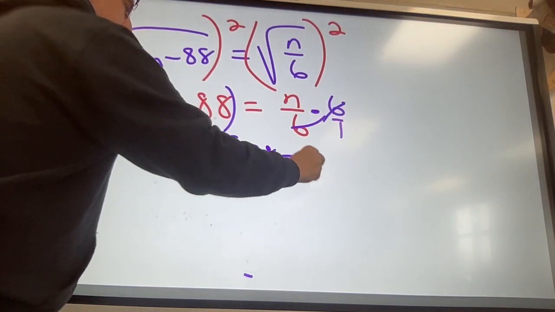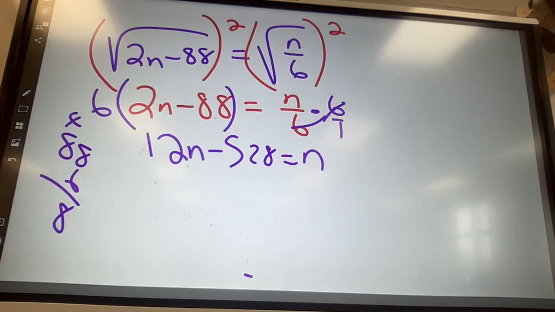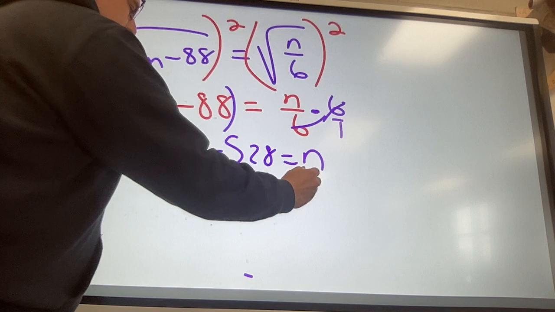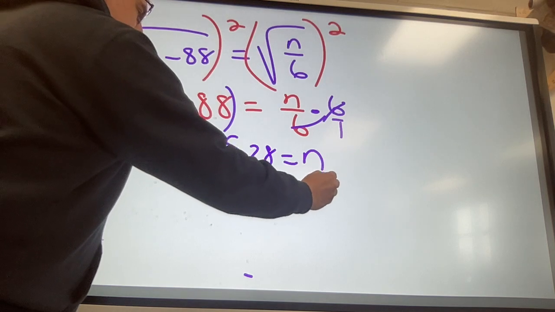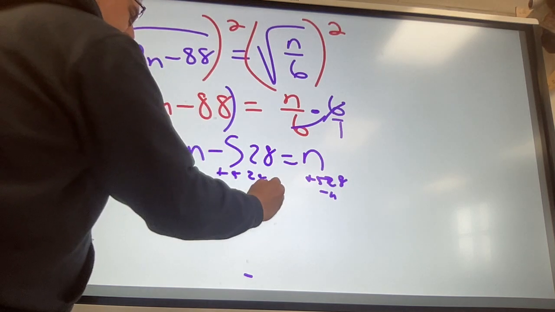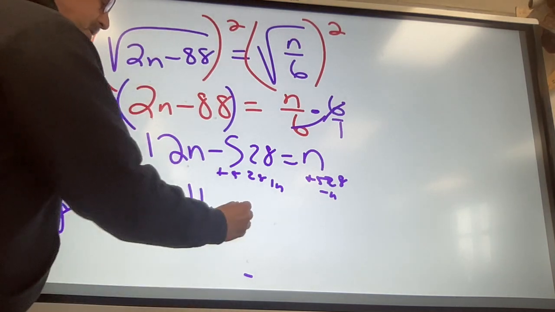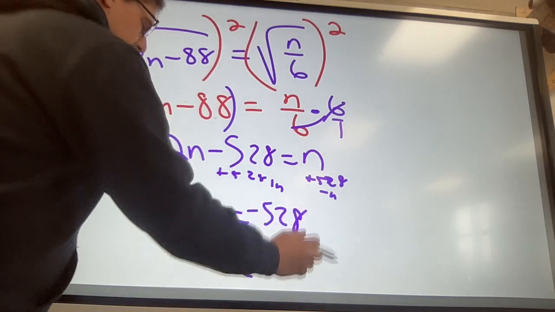The sixes cross out, it is n. Did I make a mistake? Did somebody do 88 times 6 on their calculator? Is it 528? Yeah. Thank you. And then I'm going to add 528 to both sides, and I'm going to take away n on both sides. I get 11n equals negative 528. And we go from there.